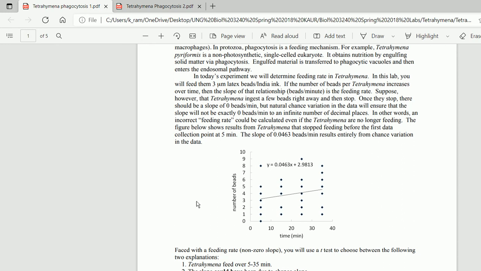In the first part of this week's lab, you will determine the feeding rate in tetrahymena. In this lab, you will feed them with India ink dye. If the number of vacuoles getting stained per tetrahymena increases over time, then the slope of that relationship, beads per minute, is the feeding rate. I will discuss all these things on Tuesday.